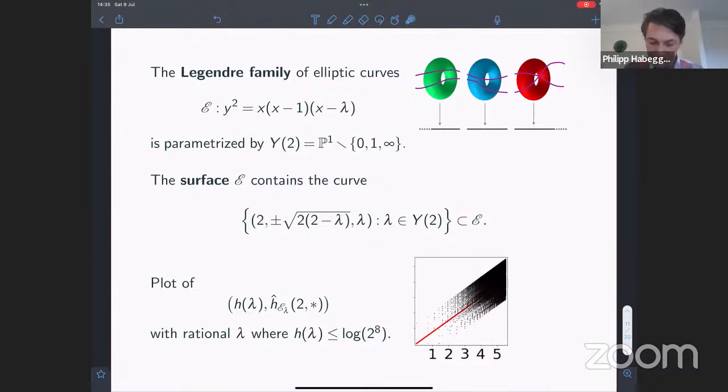log 256. And the y-coordinate corresponds to the Néron-Tate height of the point above, well, either of the points, they are both at the same height. And as you can see, the black dots kind of cluster around this red line. And this red line, right here, some coordinates are missing. This would be 1, 2, and 3. The red line has slope 1.5.